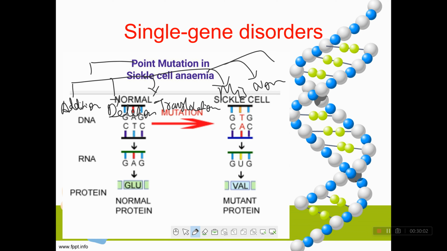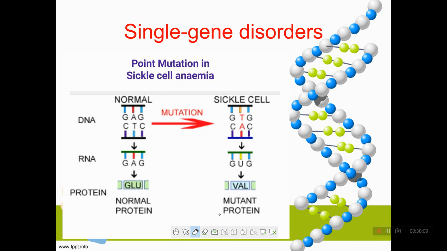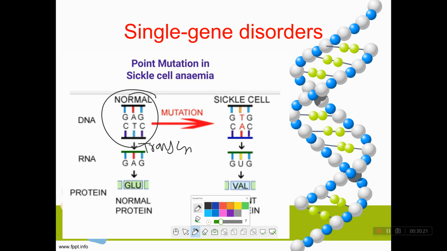What happened in sickle cell anemia? This is our normal gene, right? GAG, that GAG, CTG. After transcription, they code for GAG, and this GAG after translation codes for glutamine. Okay, this is a normal gene.